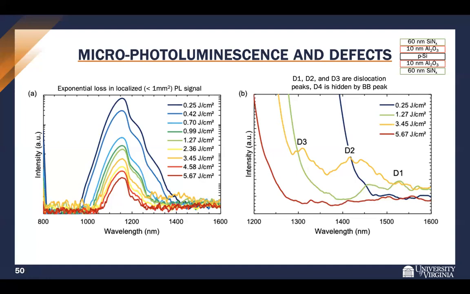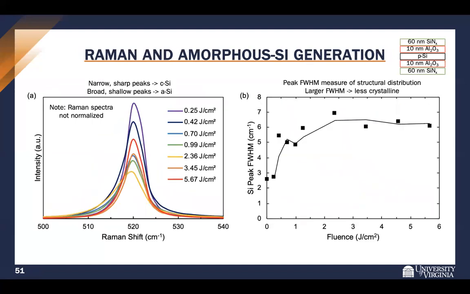processed area. Unfortunately, I couldn't see the D4 peak because it was hidden by the band-to-band peak. It would typically be located somewhere here, but that was shadowed. I also looked at Raman and amorphous silicon generation.